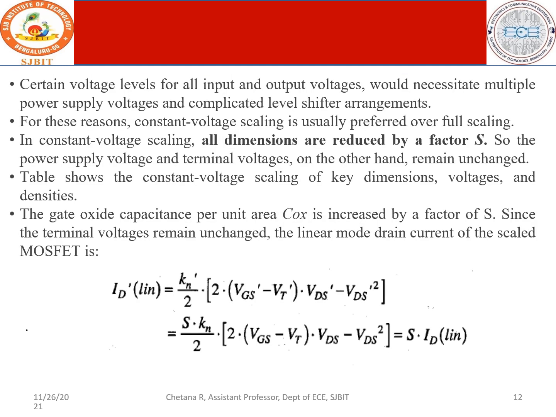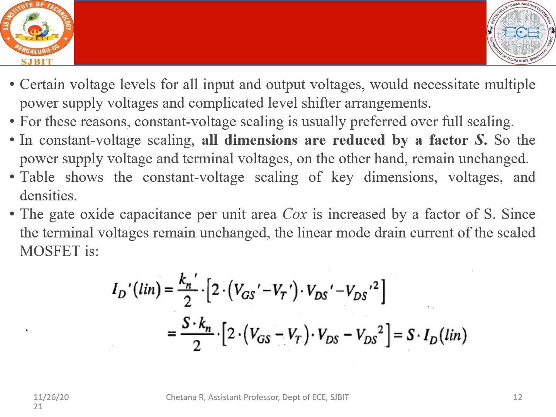So when we look into this, all the while we were looking about constant field scaling. Now we look about the constant voltage scaling. Certain voltage levels for all input and output voltage would necessitate multiple power supplies and level shifters. So in constant voltage scaling, all dimensions are reduced by a factor of S. So we will see how it goes on. Now we will check about constant voltage scaling. So voltage is not going to get scaled because the voltage remains the same.